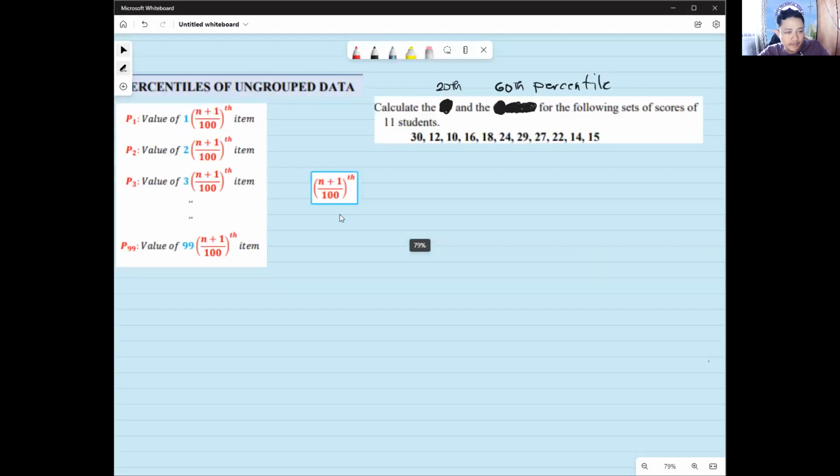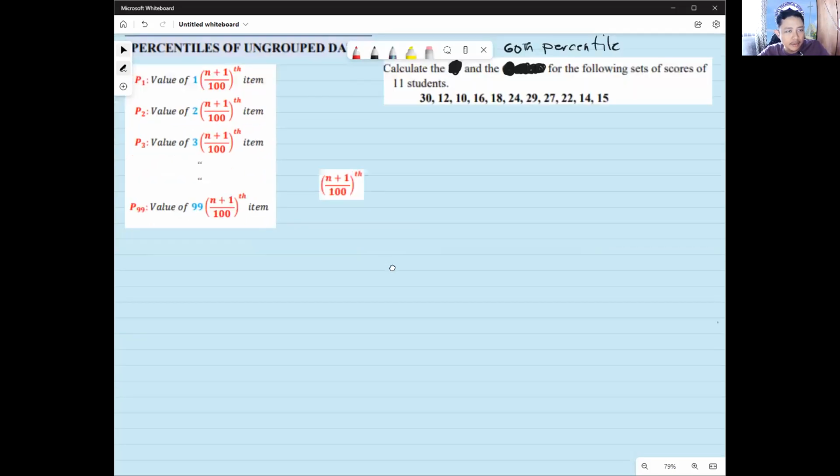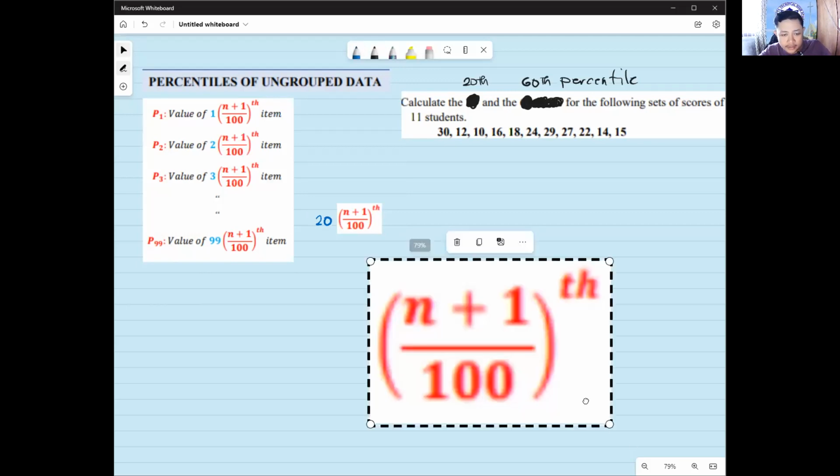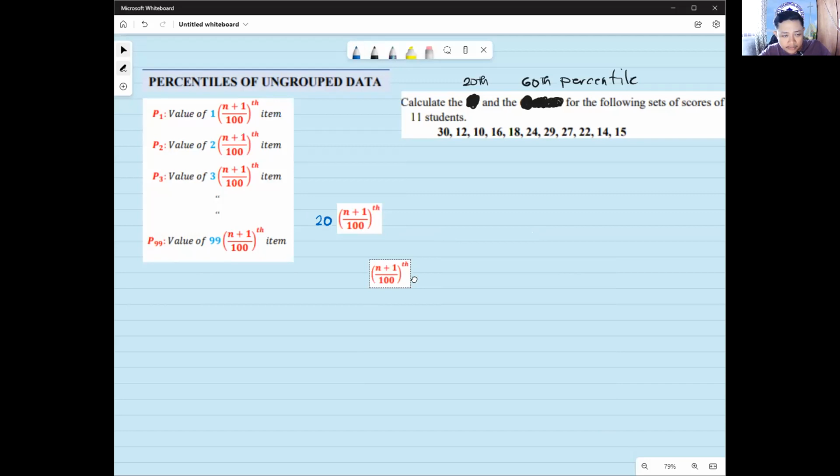Okay. So this will be our 20th percentile. Since we are solving for the 20th, we need to multiply it by 20. Sorry, it's not 2, it's 20. Okay, for the 20th percentile. So, shall we start now? And then later here, for the 60th percentile, of course, we need to multiply it by 60.